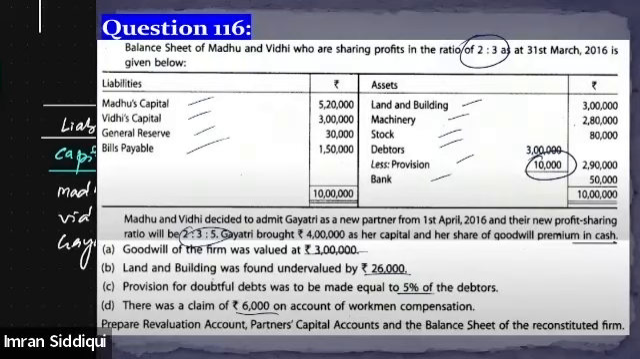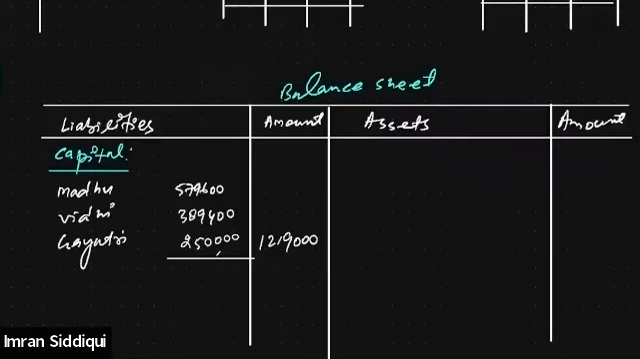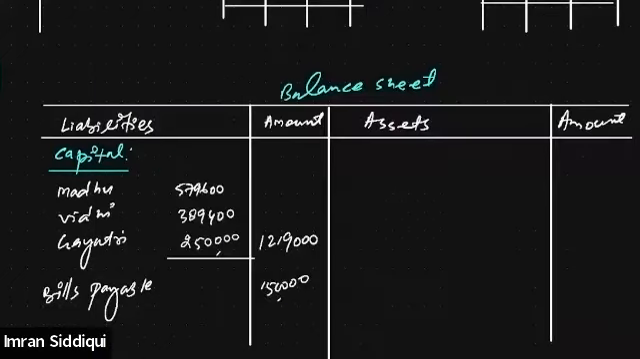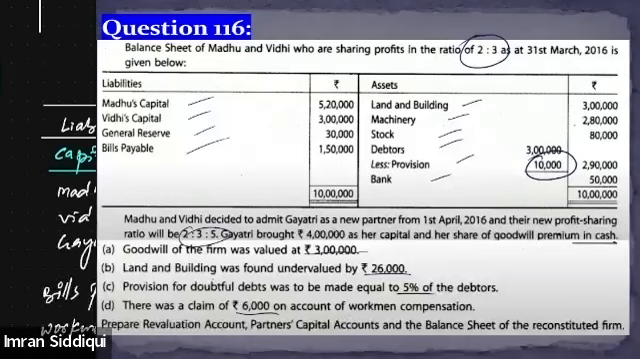General reserve is already distributed among the partners, so there is no general reserve. Bills payable is there, 1,50,000. So we need to write this bills payable. Apart from the bills payable, if you're able to recall, there was a claim of 6,000 on account of workman compensation claim. This needs to be recorded in the balance sheet as well. So workman compensation, this is a liability, 6,000.